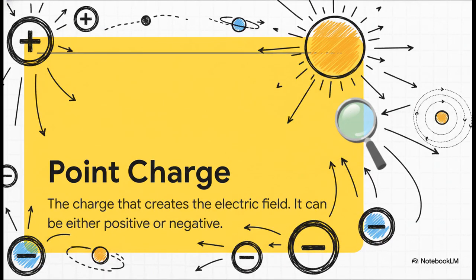Now, the source of this field, the thing that's actually creating it, is what we call a point charge. You can think of it like the sun in our little electrical solar system. It's the object generating this whole area of influence, and it can be either positive or negative.